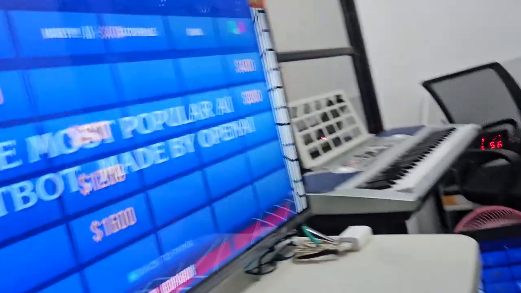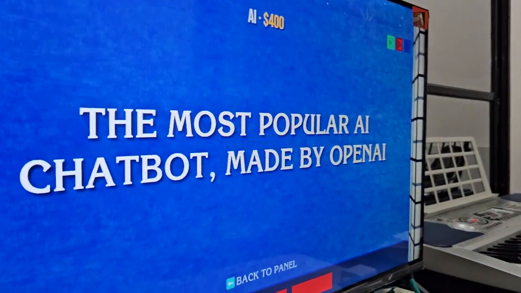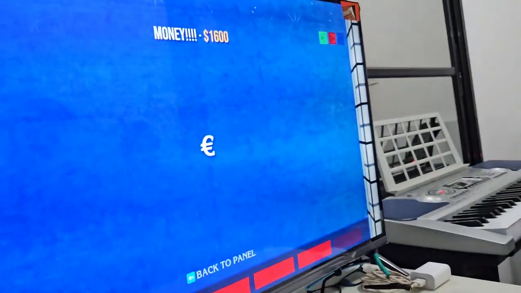AI for 400. Answer. The most popular AI chatbot made by OpenAI. What is ChatGPT? Yeah, that's why it's 400. I choose money for 1,600. Okay, they choose money for 1,600.